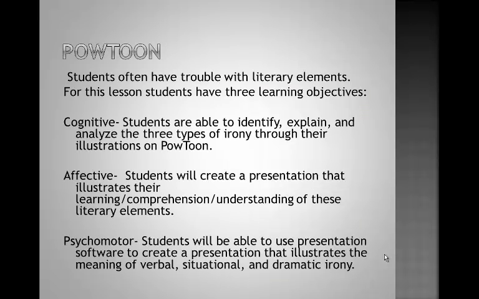Students often have trouble with literary elements, and for this lesson, students have 3 learning objectives. Cognitive: students are able to identify, explain, and analyze the 3 types of irony through their illustrations on Powtoon. Affective: students will create a presentation that illustrates their learning, comprehension, and understanding of these literary elements. Psychomotor: students will be able to use presentation software to create a presentation that illustrates the meaning of verbal, situational, and dramatic irony.